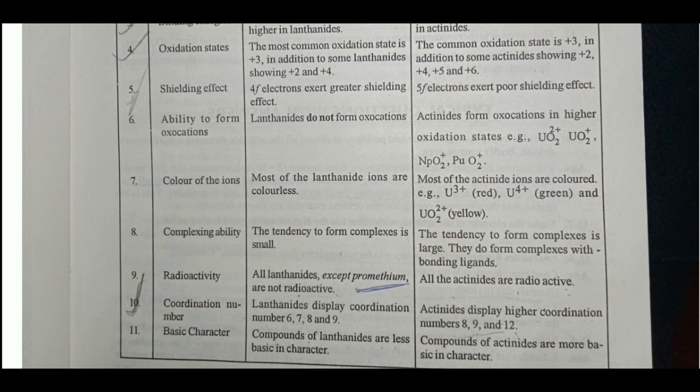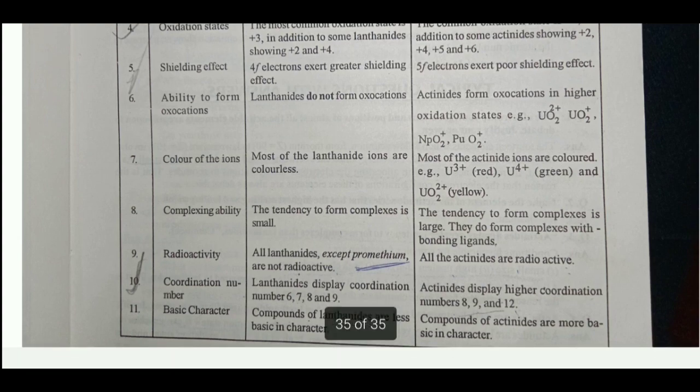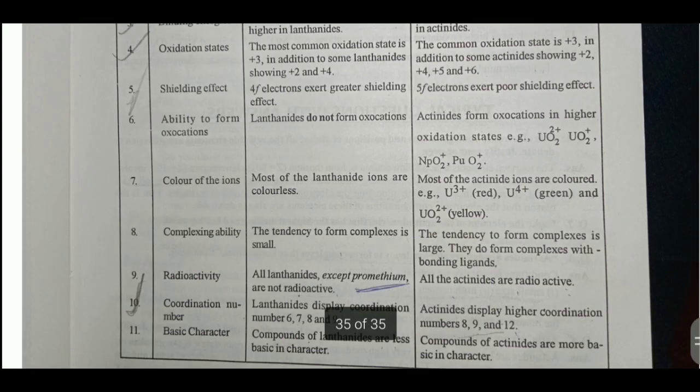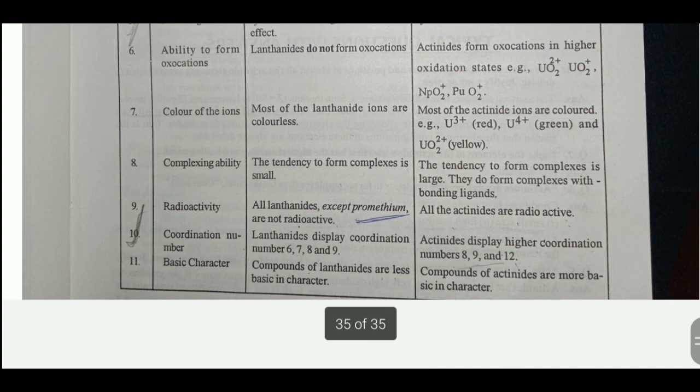Ninth, radioactivity. All lanthanides except promethium are not radioactive. All the actinides are radioactive. Tenth, coordination number. Lanthanides display coordination numbers 6, 7, 8 and 9. Actinides display higher coordination numbers 8, 9 and 12. Eleventh, basic character. Compounds of lanthanides are less basic in character, whereas compounds of actinides are more basic in character.